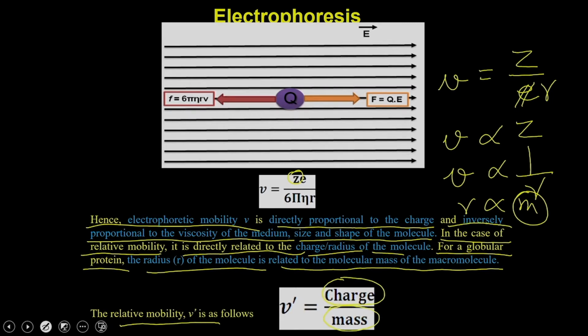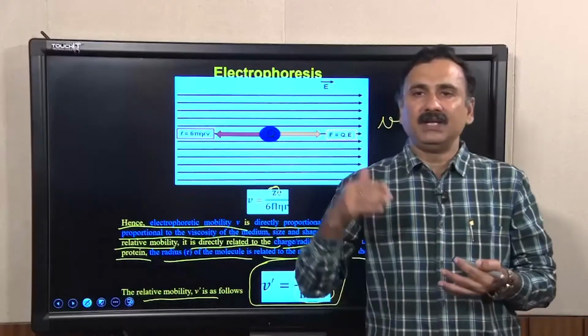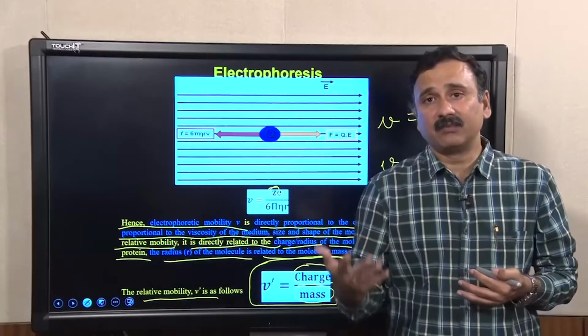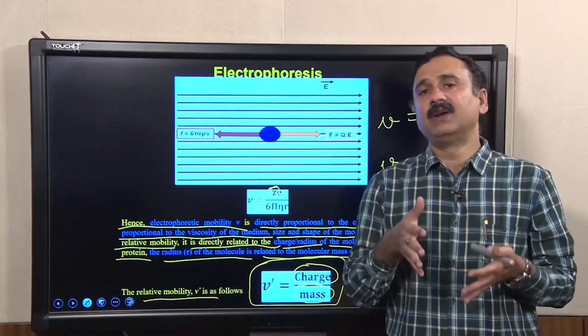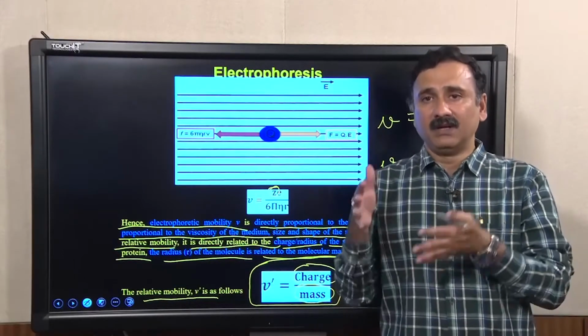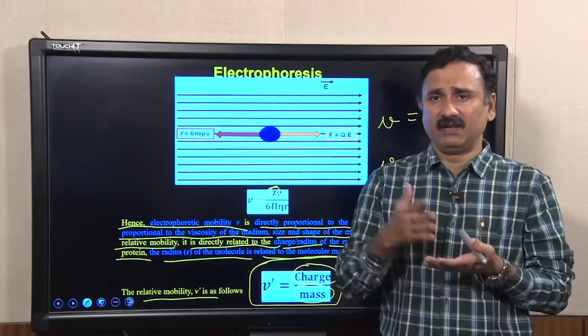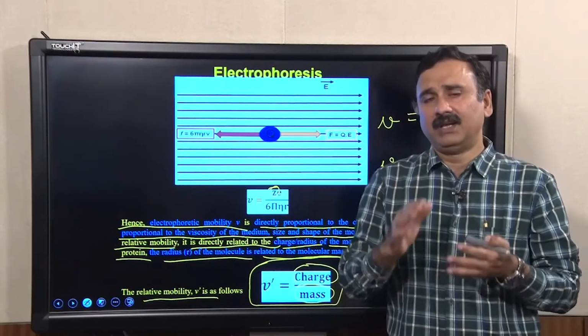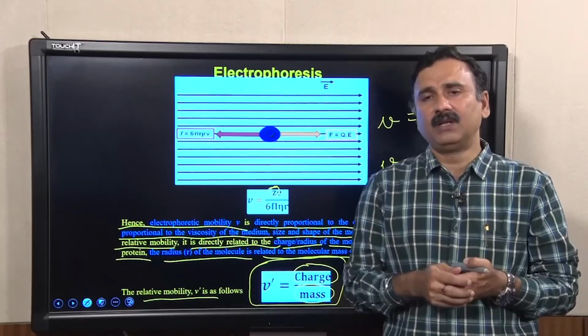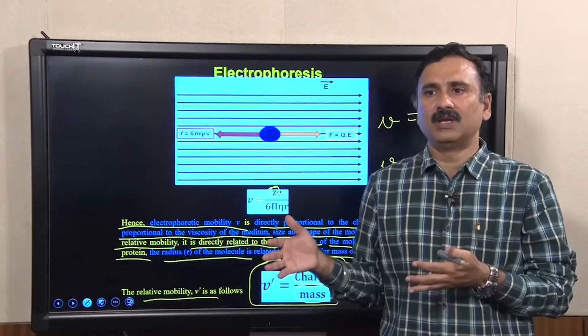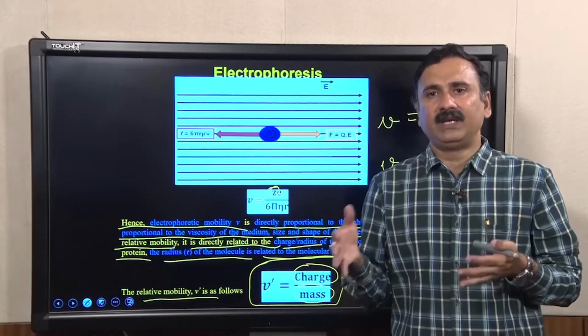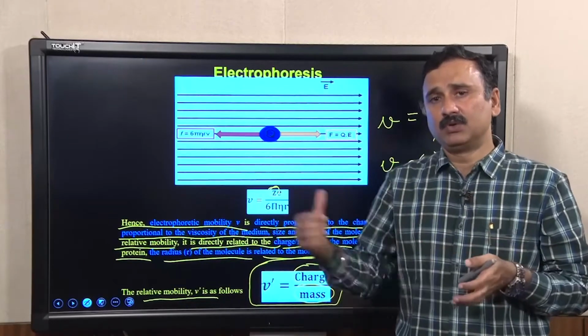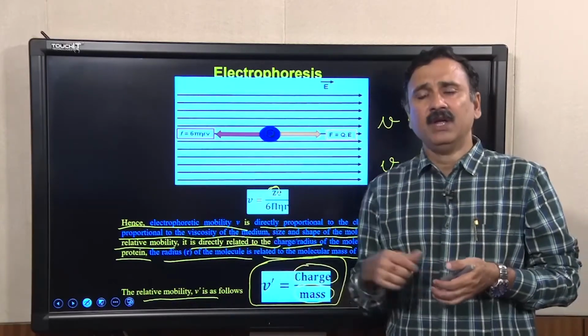So, this relationship between the electrophoretic mobility and the charge by mass can be exploited to separate different types of molecules, because different molecules are going to have different charges and also different masses. And this is the way people thought that if we resolve the molecules in the electric field, we can separate the molecules utilizing this particular property.